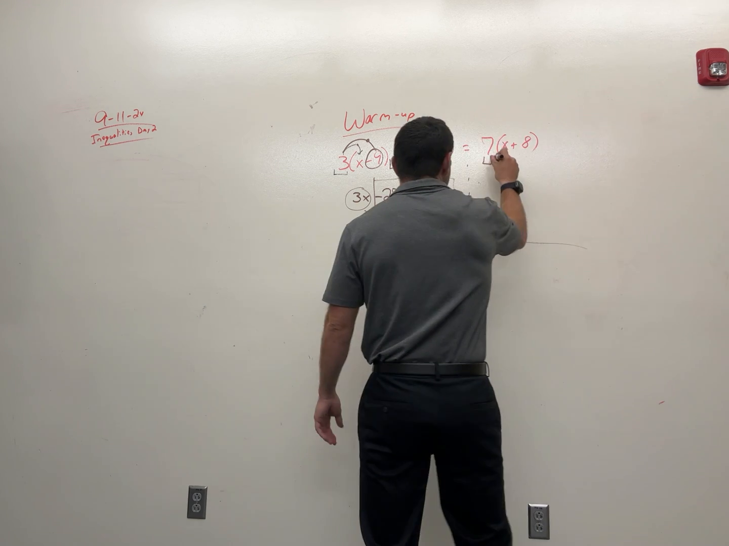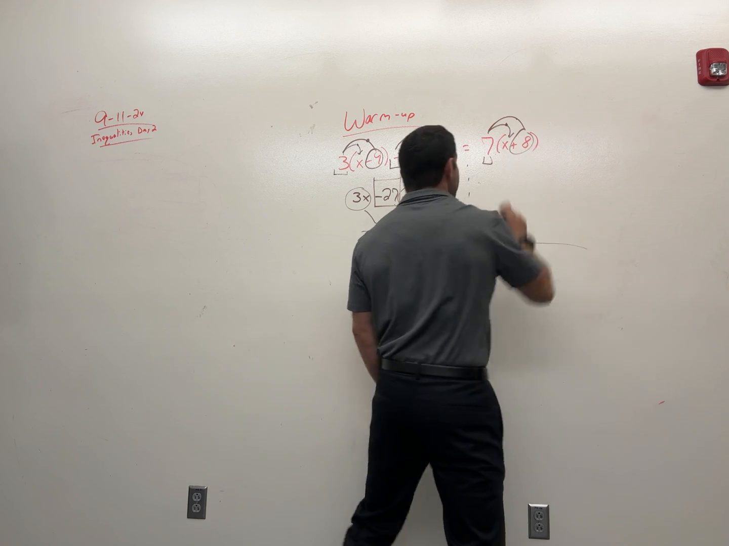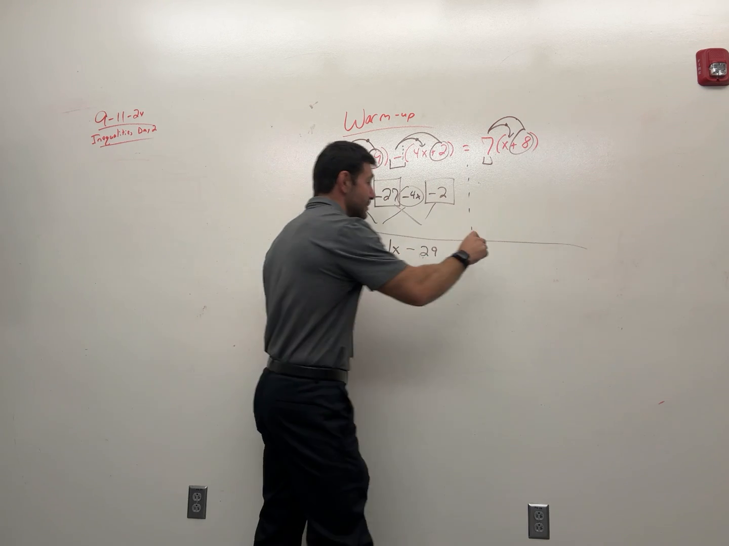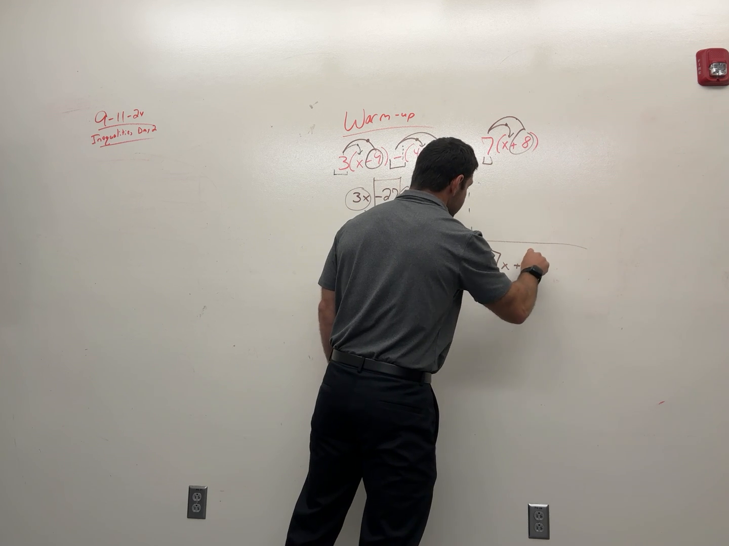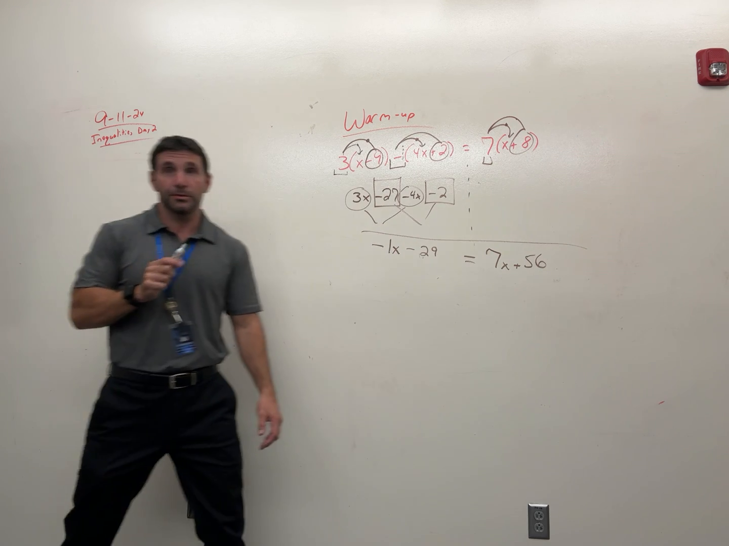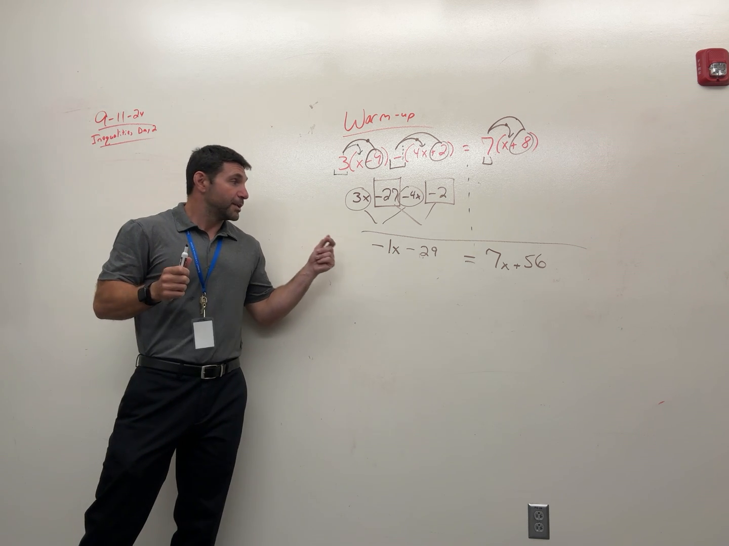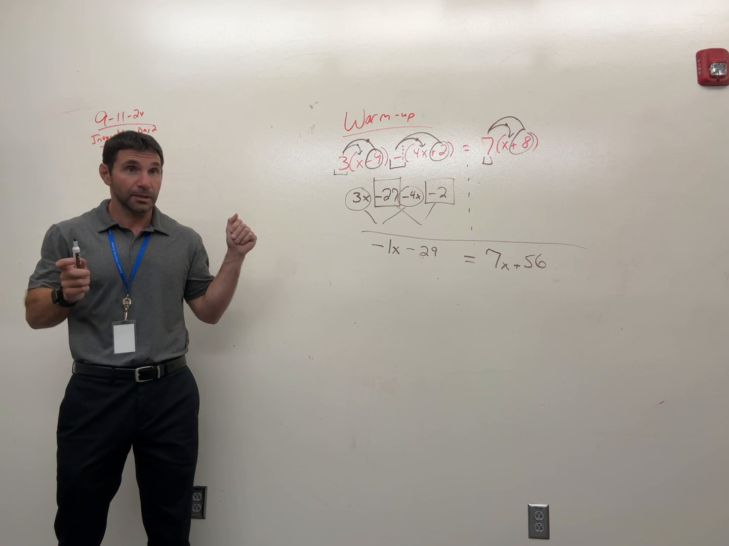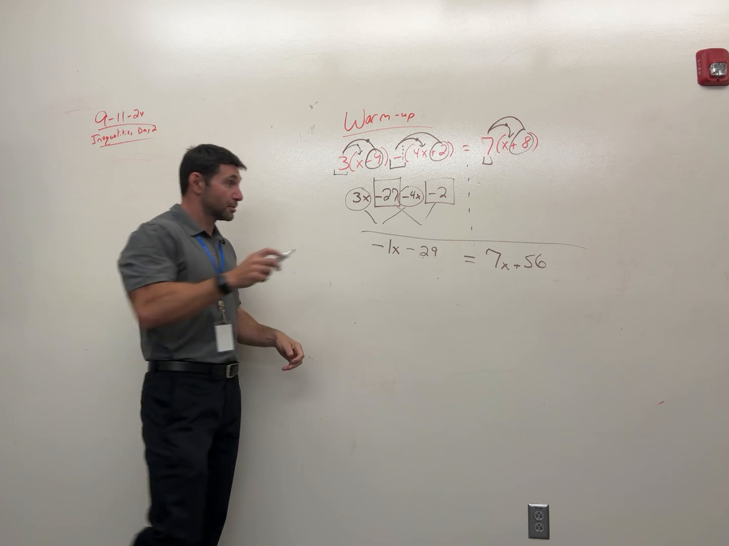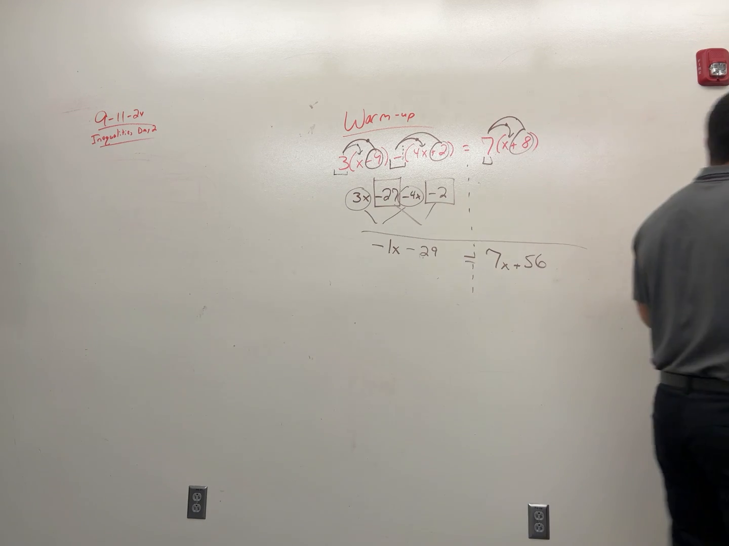So, distribute the 7. Don't be talking back there. Can't hear my music. 7 multiplied by x is 7x. 7 multiplied by the 8 is +56. Questions here? Okay, now, we need to combine. Combine terms on opposite sides. Which ones? The x's, the variables.